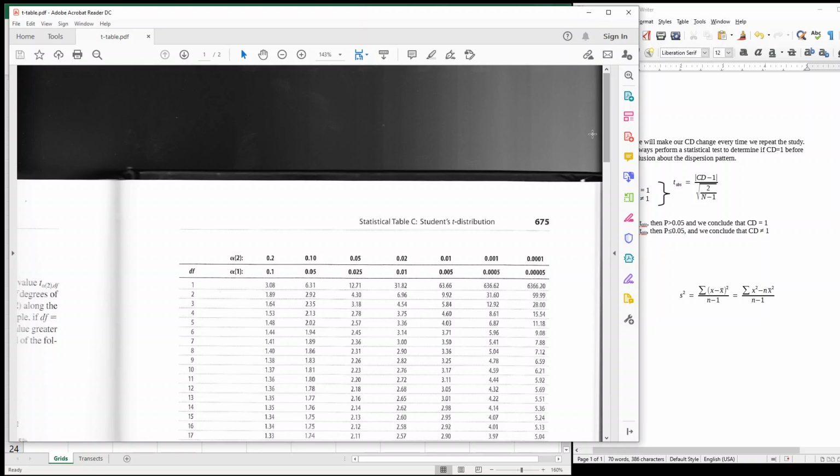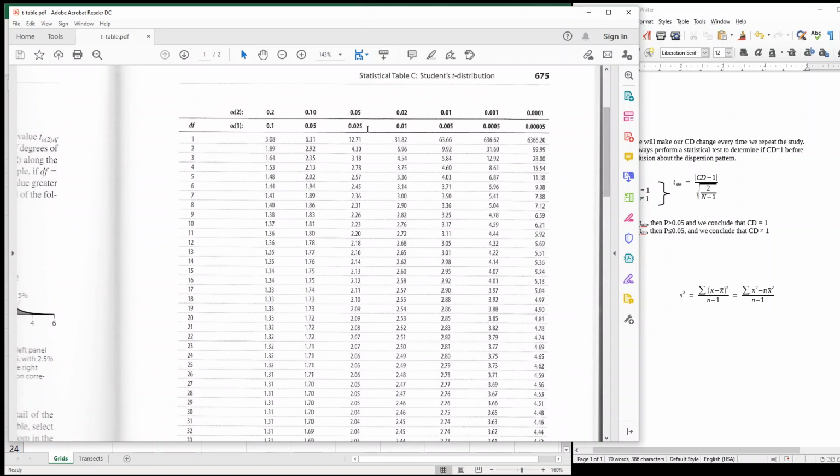Now, which column do we use? For this class, we will always use this column here, this 0.05. And you might ask, well, what is this? This top row refers to alpha 2. This is a two-tailed test if you've had statistics. And the row under here is a one-tailed test. For this class, we're always going to use this 0.05 column for a two-tailed test because we're going to test if our value is equal to some number or is not equal to some number. So we will always use this column.